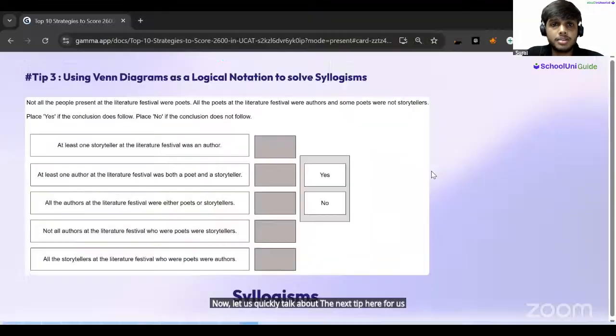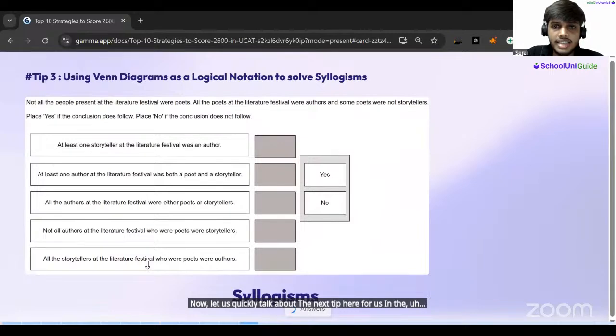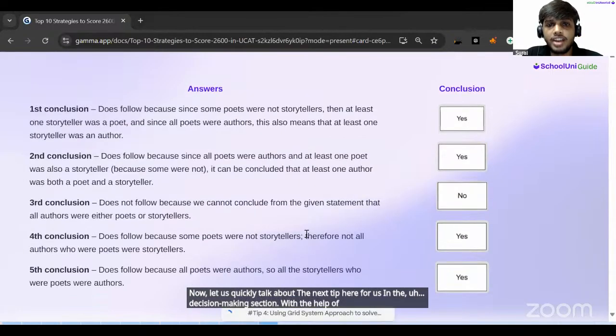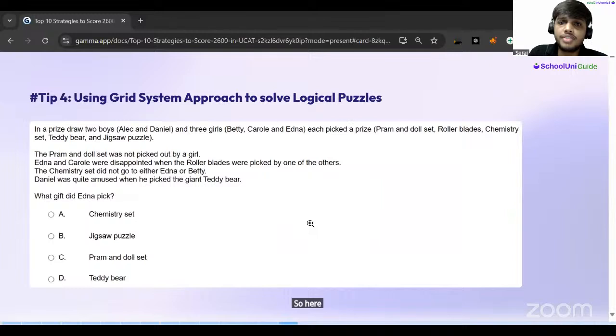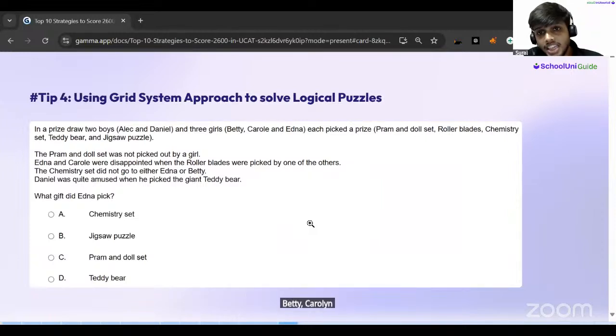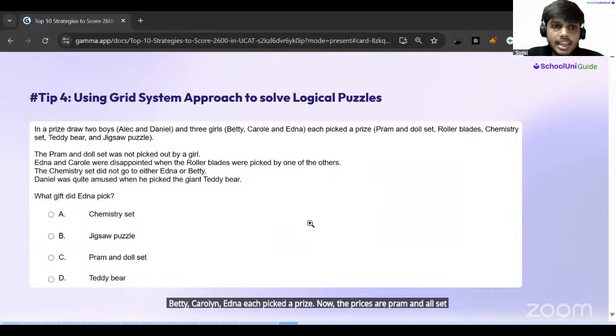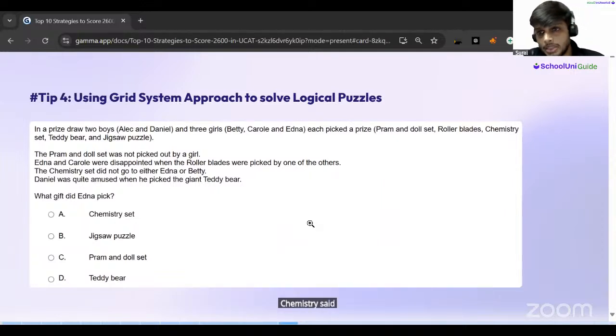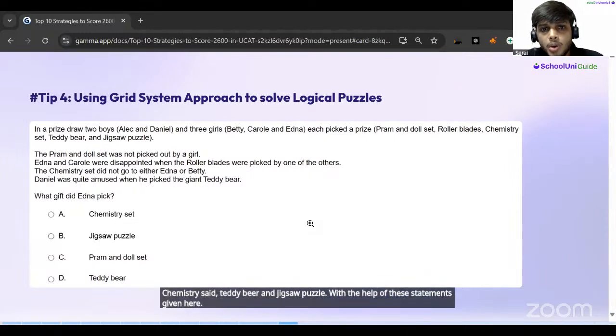in the decision making section with the help of a grid framework. So here we are having this logical puzzle in front of us. This logical puzzle has a prize draw where 2 boys are present, Alec and Daniel, and there are 3 girls as well, Betty, Carol, and Edna. Each picked a prize. Now the prizes are pram and doll set, rollerblades, chemistry set, teddy bear, and jigsaw puzzle. With the help of these statements given here, you have to identify what gift Edna is going to pick.